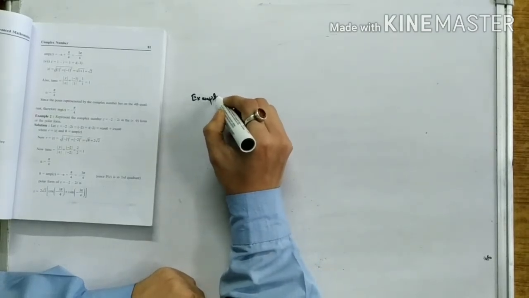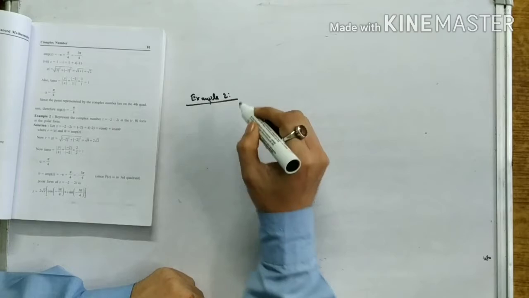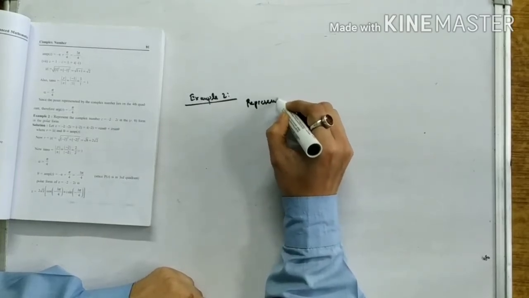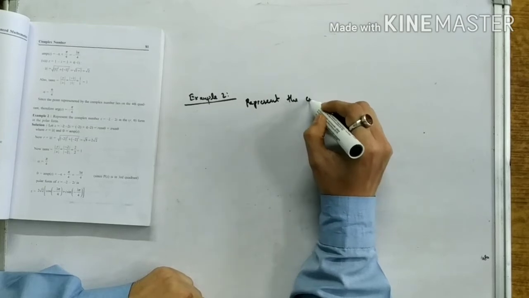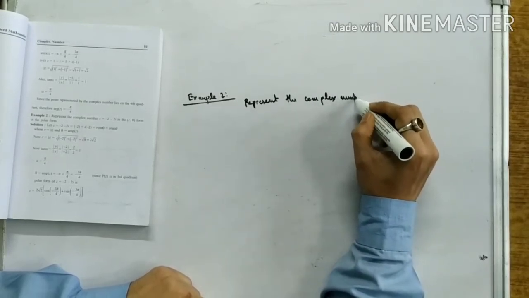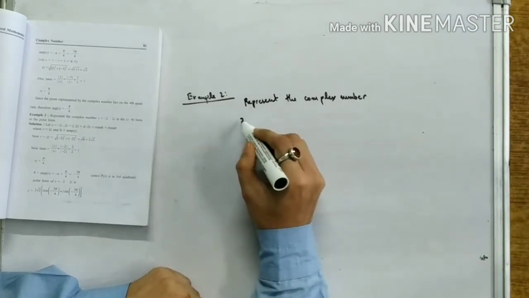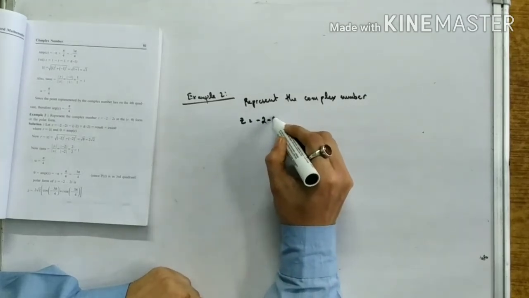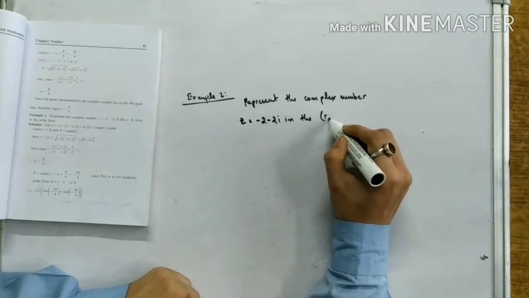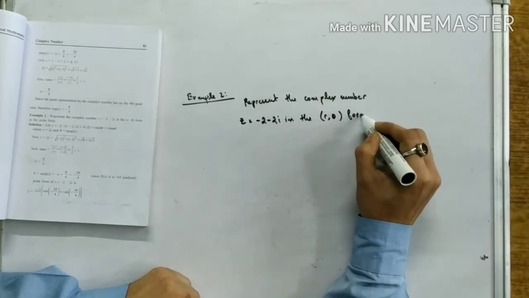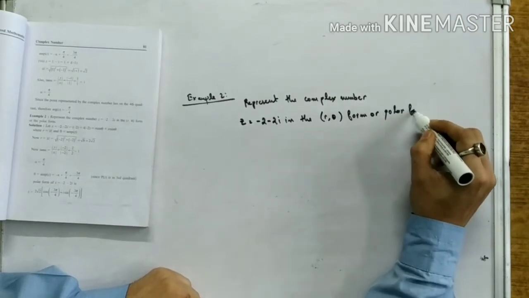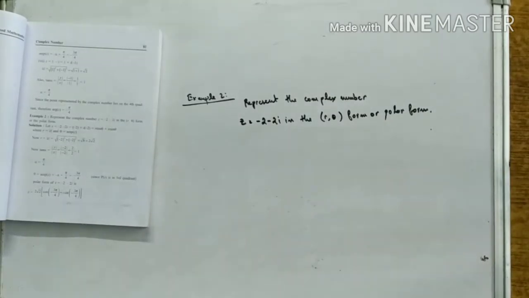Example 2: represent the complex number z is equal to minus 2i in the r theta form or polar form. Okay, I have to represent this complex number in polar form.